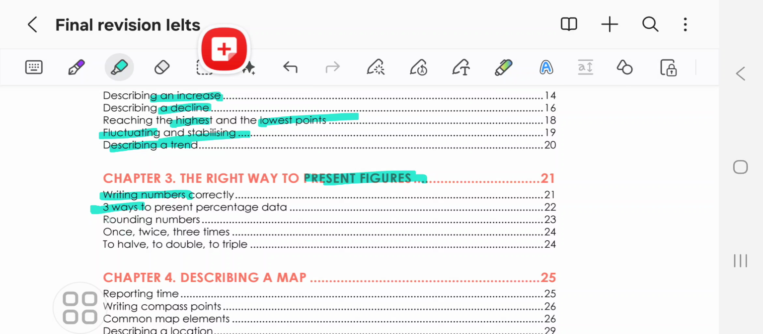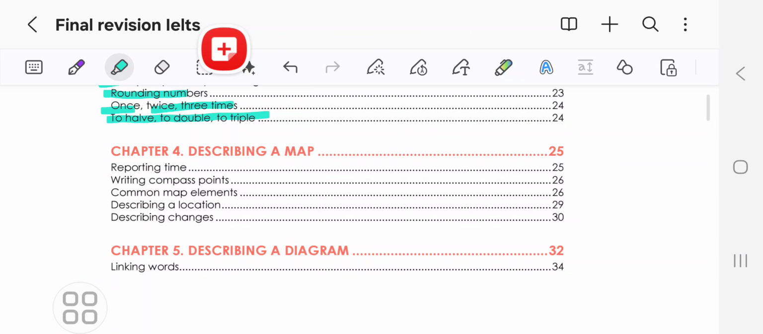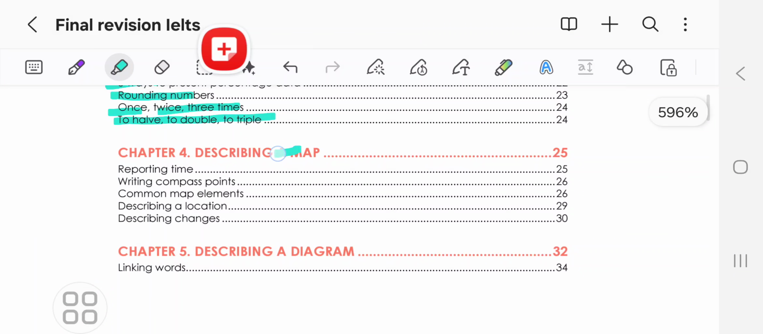So starting with task 1 is very important. Rounding numbers, once, twice, thrice, to half, double, triple, these things we have to do. We are also going to talk about describing a map. Then reporting time, comparison, different compass points, common map elements, describing location changes, describing a diagram, and linking words.